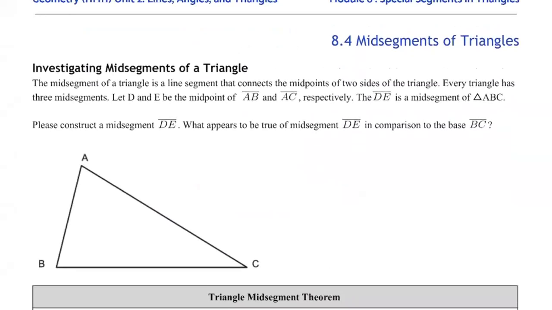It is defined to be the segment that connects the midpoints of two of the sides. Let D be the midpoint of segment AB, right here, and let E be the midpoint of AC. So these two are the same. When you connect them, like that, what do you notice?